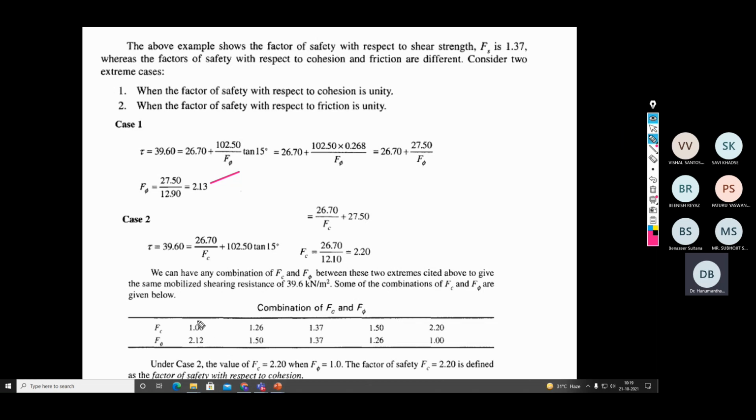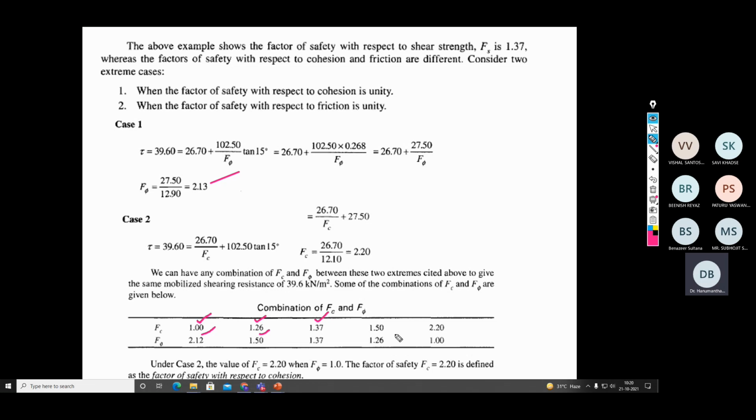Now when you have assumed the factor of safety with respect to cohesion as unity, you got the factor of safety with respect to friction as 2.12. And when you have assumed the factor of safety with respect to strength, then with respect to the cohesion is 1.26 and friction is 1.5. Similarly, this is also the same, 1.37, and this is with respect to the strength. Assuming the factor of safety with respect to both cohesion and friction is unity, then this is the final factor of safety.